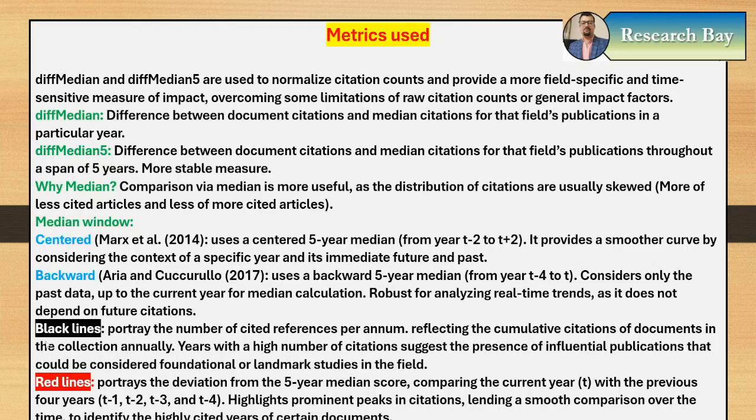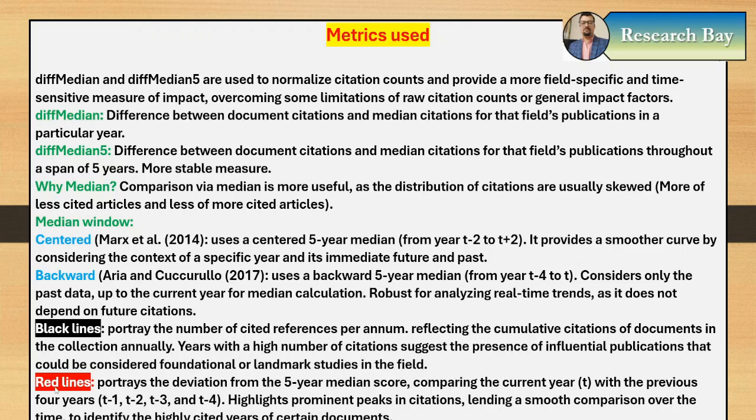Now when we get the plot of reference spectroscopy, there are black lines and red lines. Underneath the black lines we can see the red lines in that plot. What do the black lines tell us? They portray the number of cited references per annum, reflecting the cumulative citations of documents in the collection annually. Years which possess a high number of citations suggest the presence of influential publications that could be considered foundational or landmark studies in the field. So if you have a high number of citations, it suggests the presence of influential publications in that particular year.